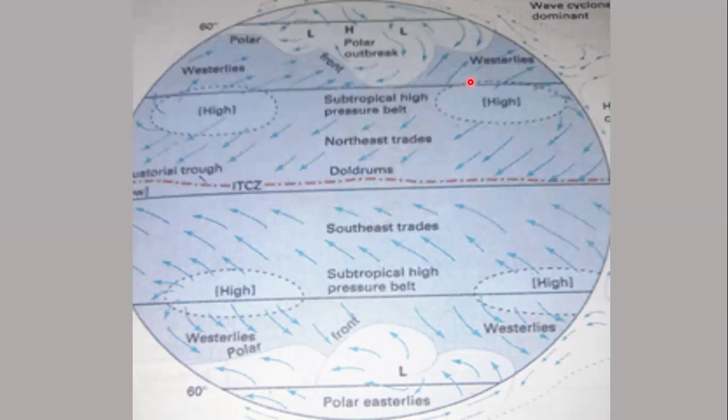Westerly winds. Westerly winds, they blow between 35 degrees to 65 degrees latitude in the northern hemisphere and 35 degrees to 65 degrees latitudes in the southern hemisphere. Westerlies in the northern hemisphere, they blow from subtropical high pressure belt towards the subpolar low pressure belt. So the wind blows from south to north and gets deflected towards its right. So in the northern hemisphere, they are known as southwesterlies, whereas in the southern hemisphere, they blow towards the north. So here they are known as northwesterlies.